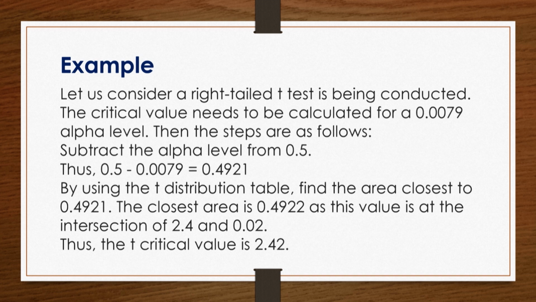By using the t-distribution table, find the area which is closest to 0.4921. The closest area is 0.4922 as obtained from the table value. So here we have the intersection of 2.4 and 0.02, thus the t critical value can be defined as 2.42.